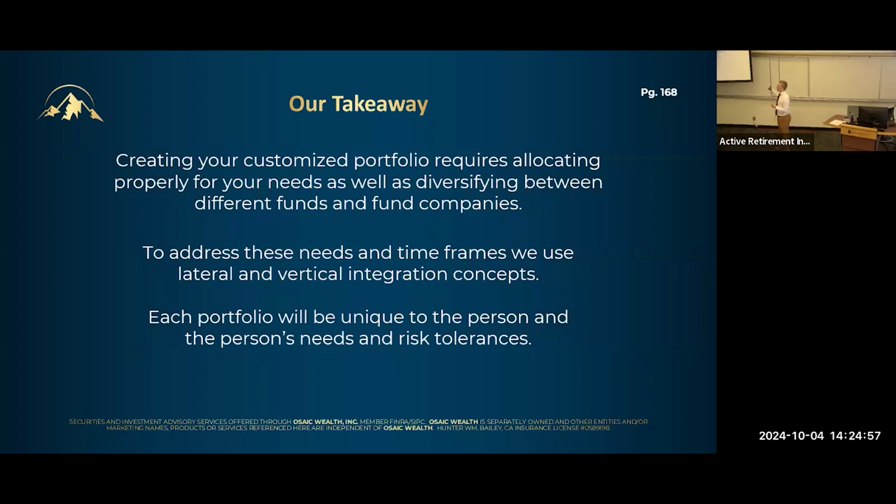Each portfolio will be unique to the person and the person's needs and risk tolerances. Point blank, period. You might have the same allocation as somebody else, but you might also have very different ones based on your specific needs. You might have a need for tax efficiency, for tax-free income. You might not have any need for cash at all. You might not want yield, just growth. It all very much depends on what your needs and risk tolerances are. So it's very important to understand those and where you get them from.